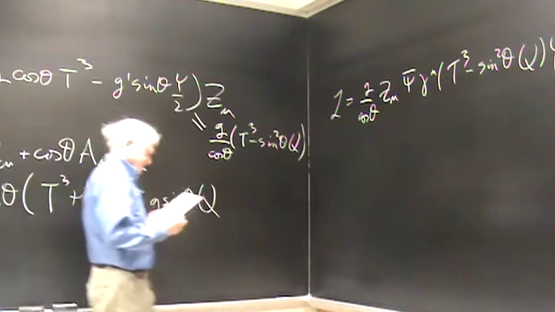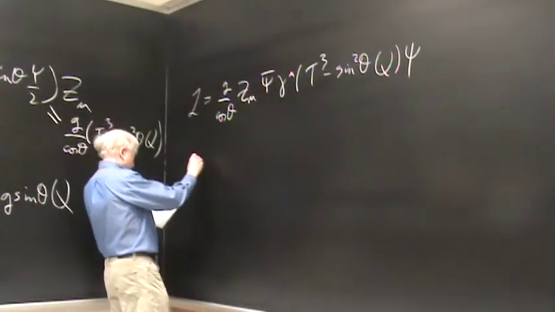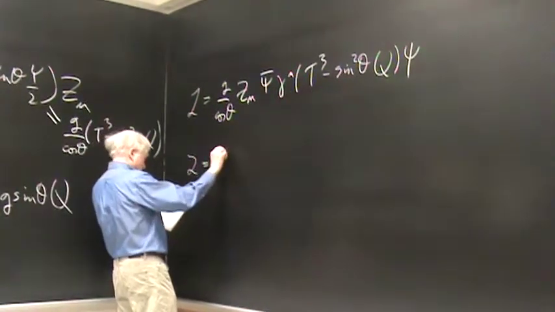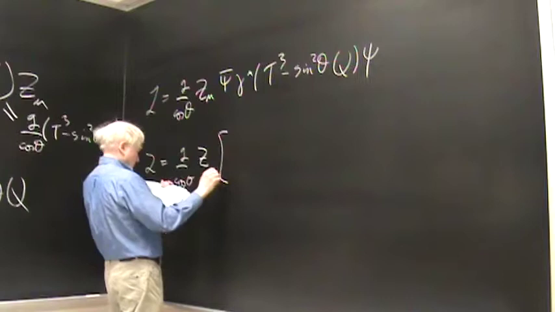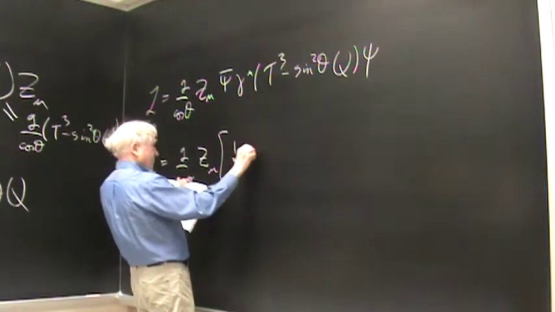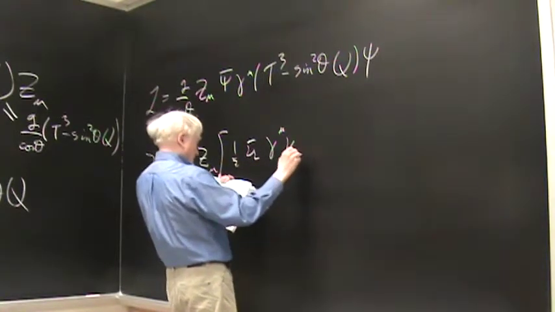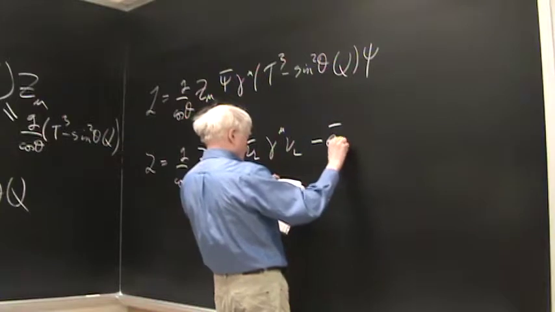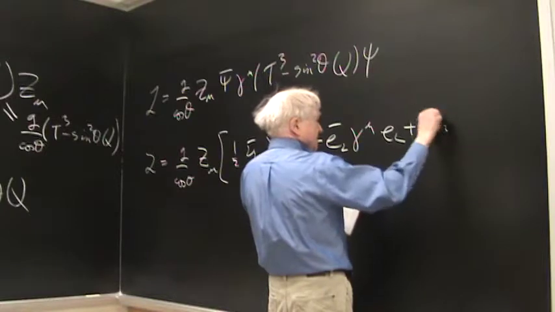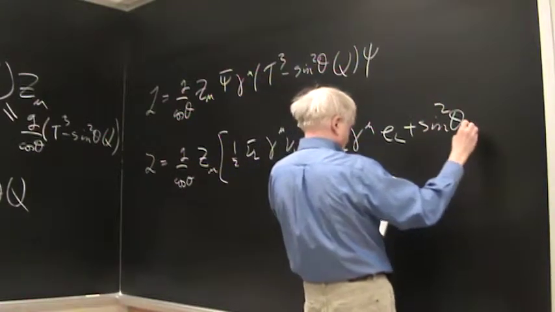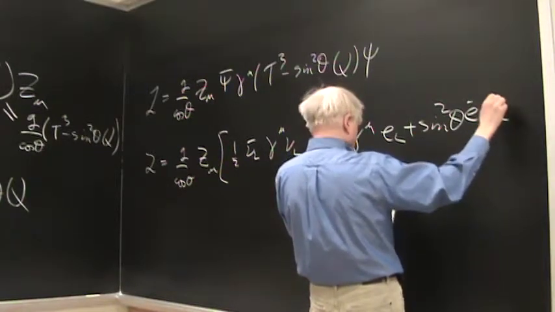Maybe this nutshell got a little small. The line below it makes a great deal more sense. The line below it is L is equal to g over cosine theta, Z mu, times 1 half nu bar L, M mu nu L minus e bar L gamma mu e L plus sine squared theta e bar gamma mu e.